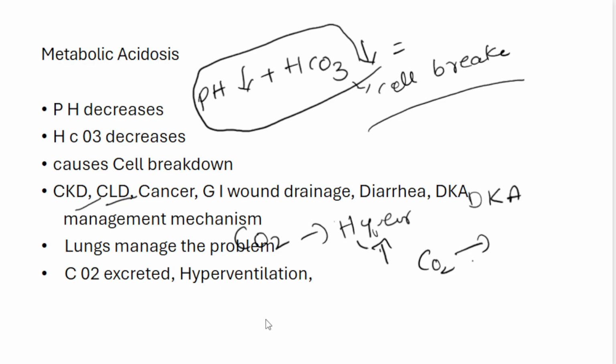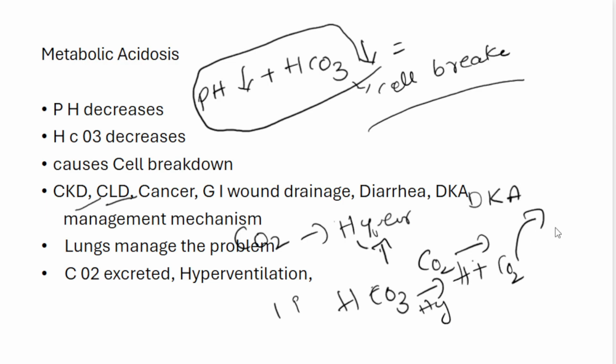Understood? Here what will happen? pH is increased, HCO3 is there. Through hyperventilation, H will separate and CO2 will separate. Carbon dioxide will come out from the lungs. Then pH will be maintained.